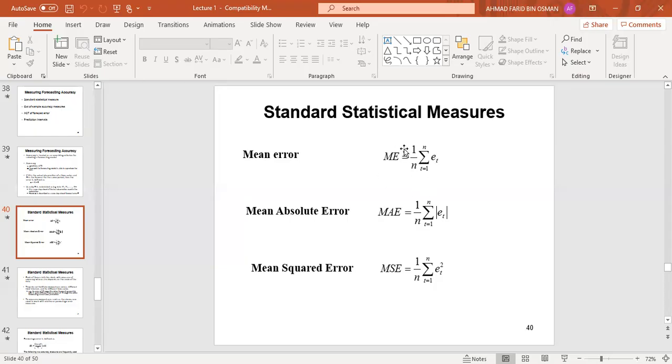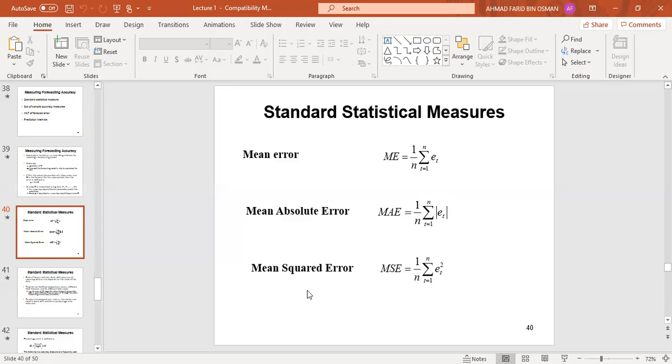To overcome that problem, we can use mean absolute error or mean square error. For the mean absolute error, we transform each of the errors to be positive first. We apply absolute value to each of the errors, so that negative becomes positive, and then you compute the average, which we call mean absolute error.